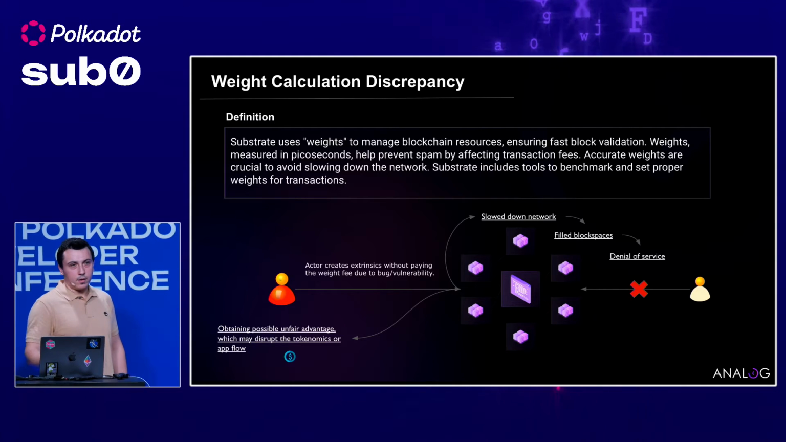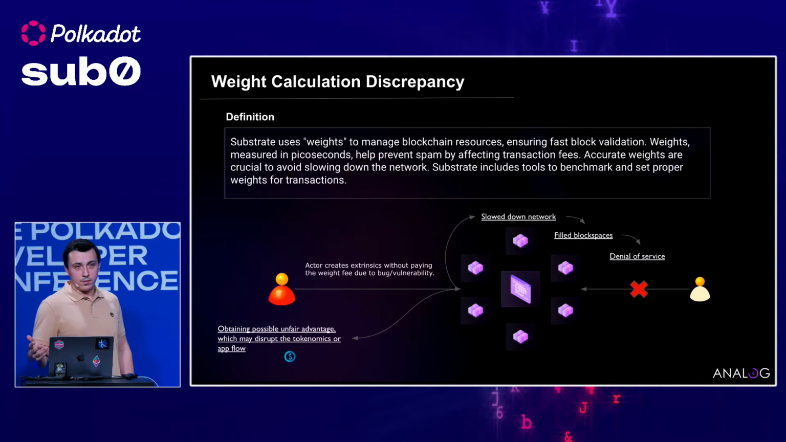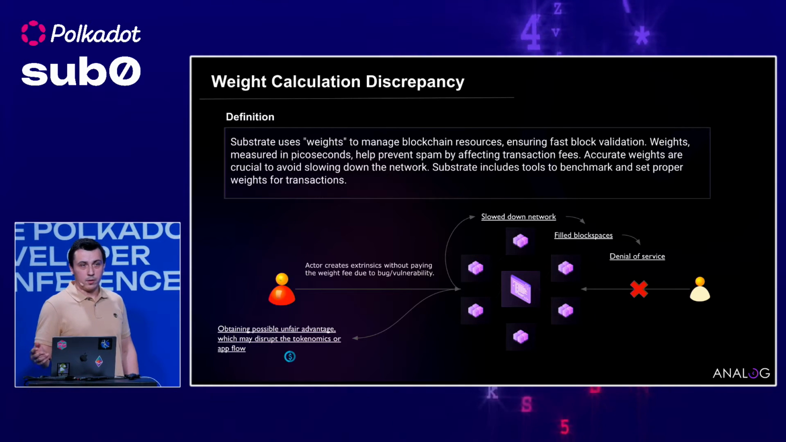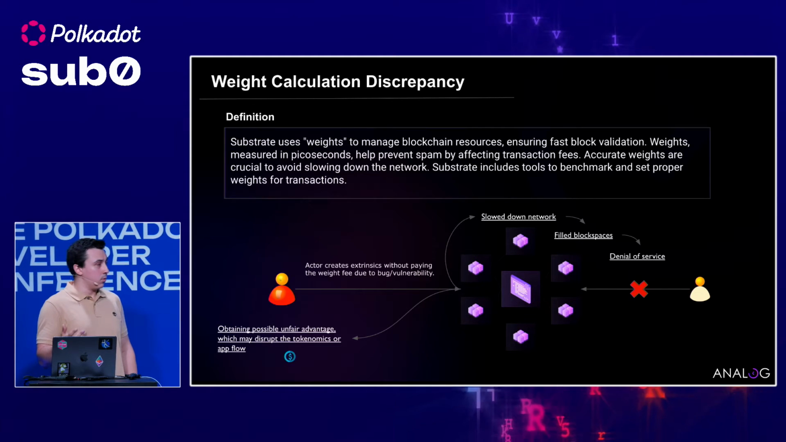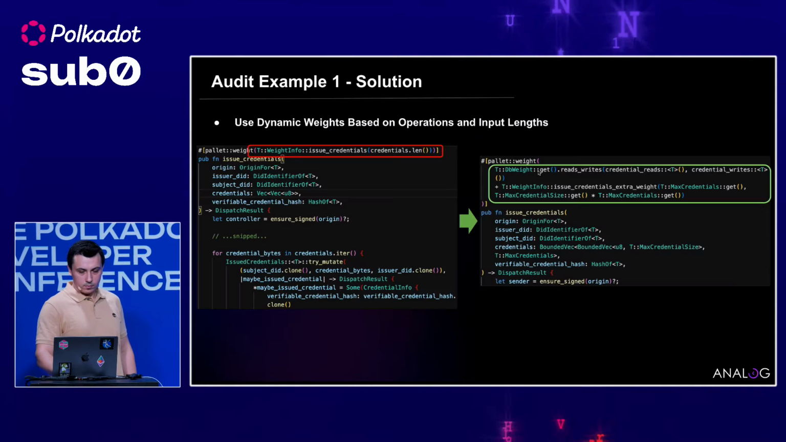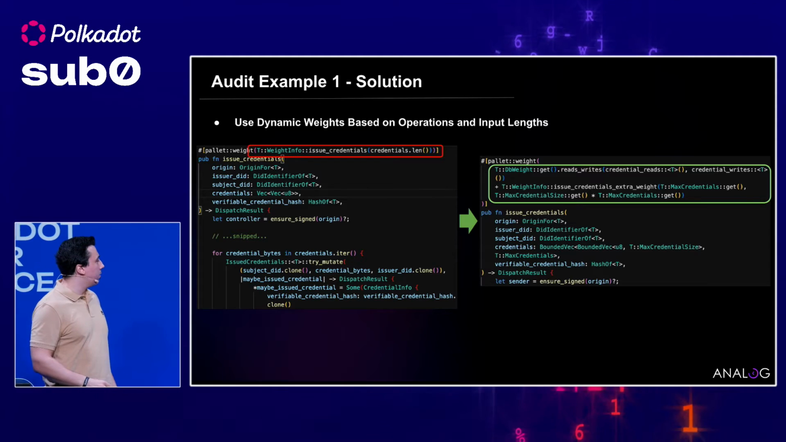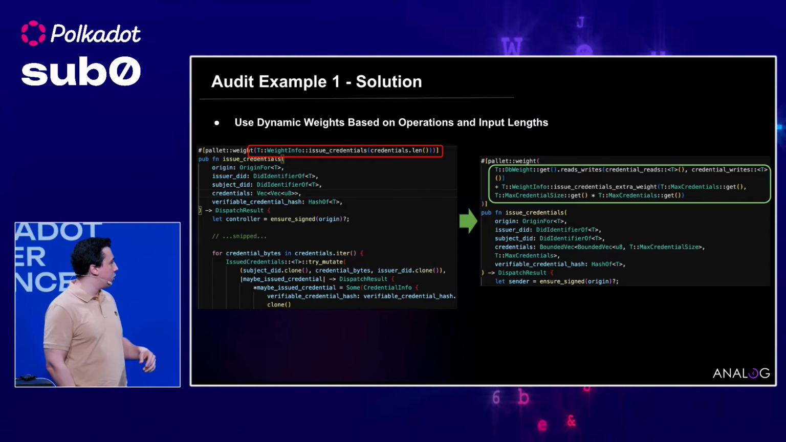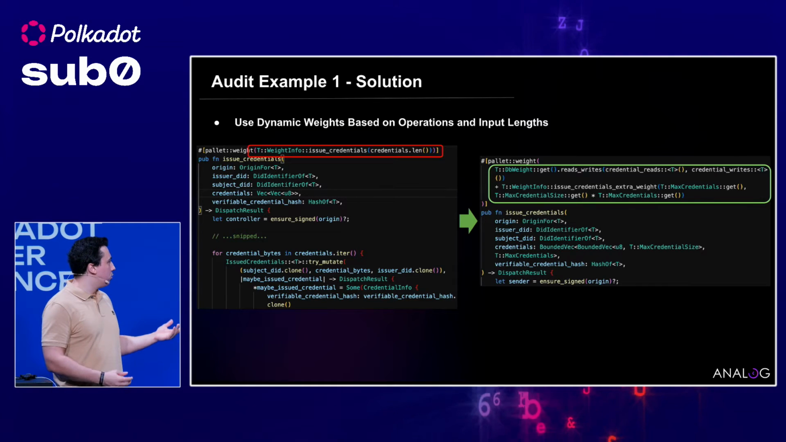If the fees are not calculated very well, or if there's a bug, then the fees can be bypassed. An attacker can just exploit this to obtain an unfair advantage, or slow down the network, or even lead to denial of service inside the network. So here we have another example, which is an issue credentials function, which is used to issue credentials to the caller.